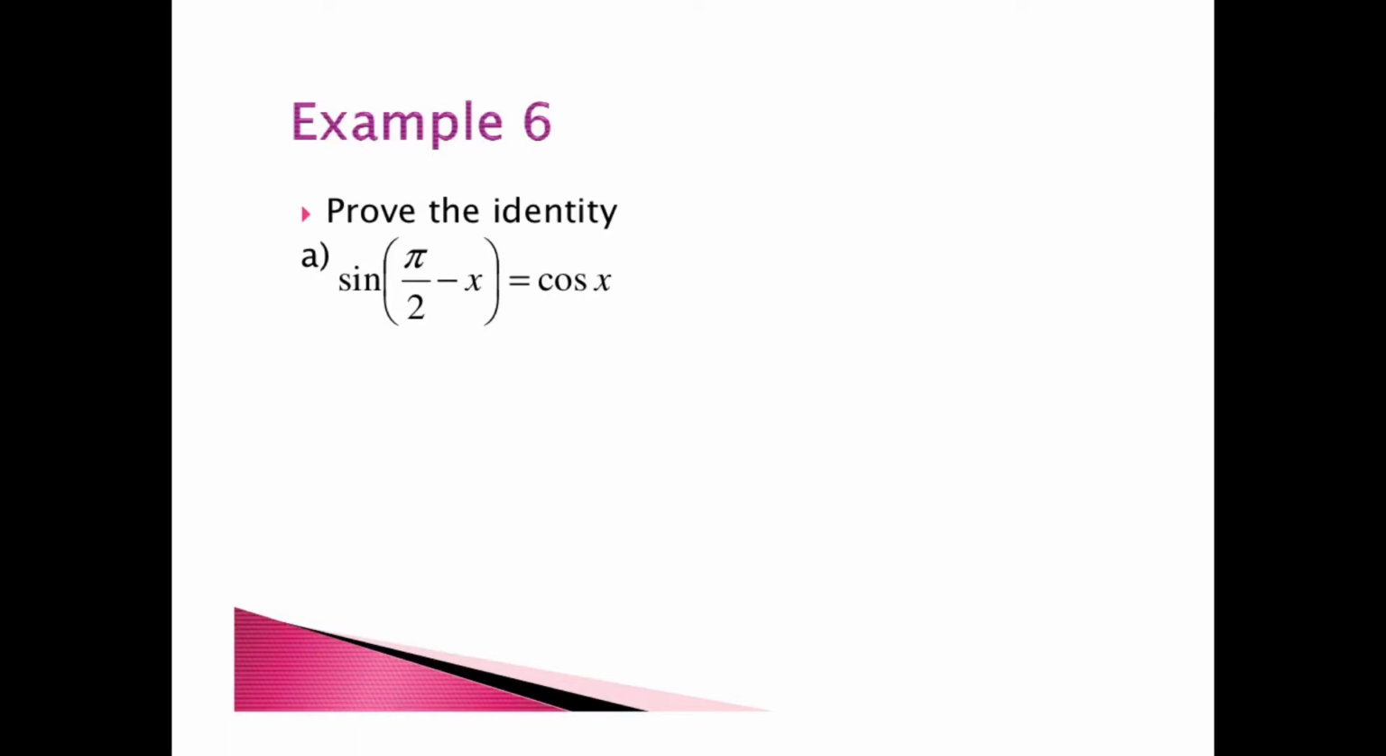Example 6 says, prove the identity. So hopefully you recognize this. This is actually one of your cofunctions. We do know that the sine of pi/2 minus x is the cosine of x, but we're going to use our sum and difference to prove this.